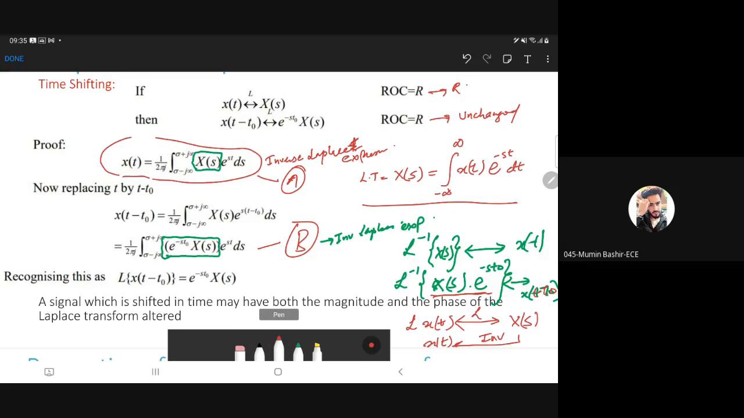Time shifting property says that Laplace of a time shifted signal is as good as multiplication of Laplace by e raised power minus s t naught. Okay, e raised power minus s t naught.